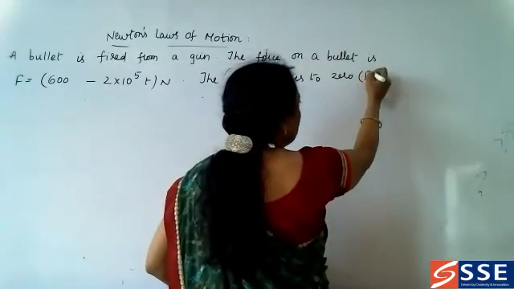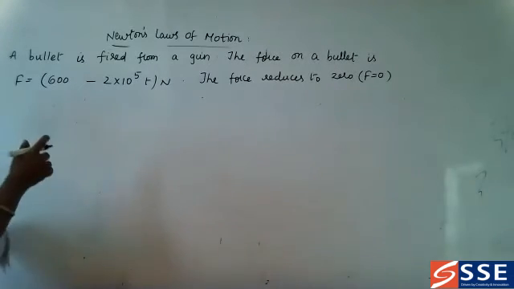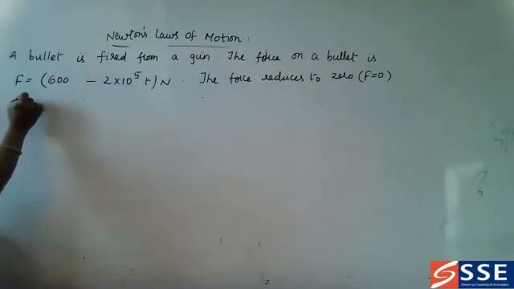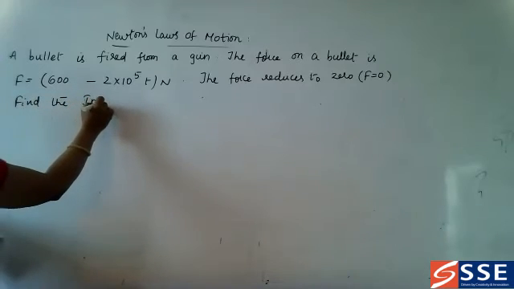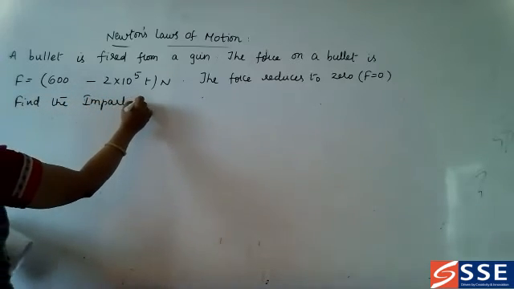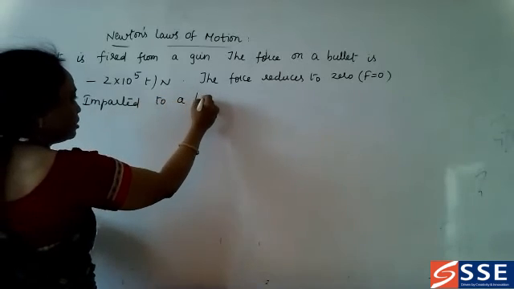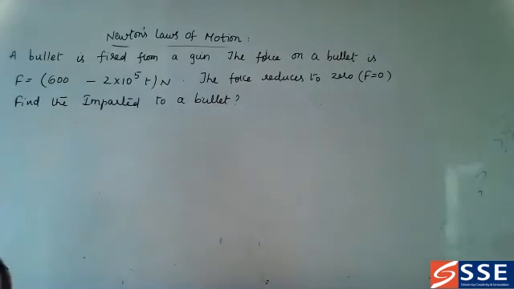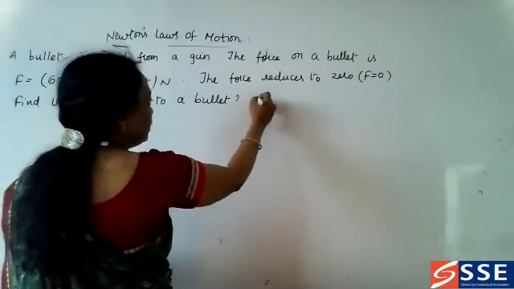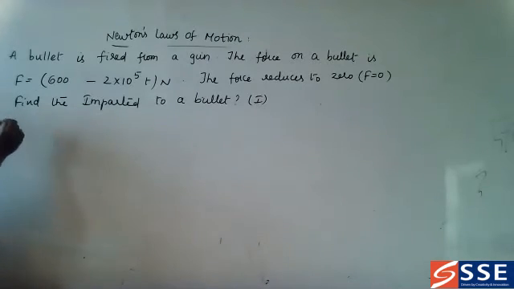So if you see this, F is equal to 0, reduces to 0, then find the impulse imparted to a bullet. So how to calculate the impulse imparted to the bullet? That is nothing but impulse. So how do you calculate the impulse when the force reduces to 0? In this case, what is the suitable formula for this one?